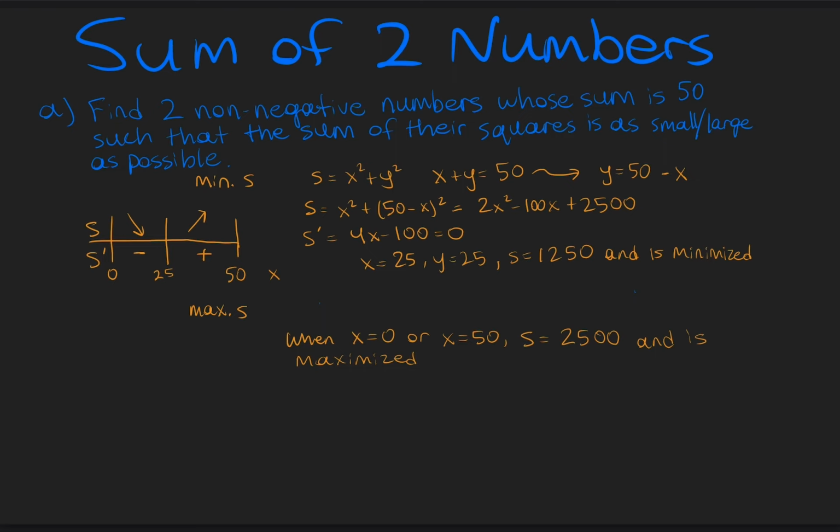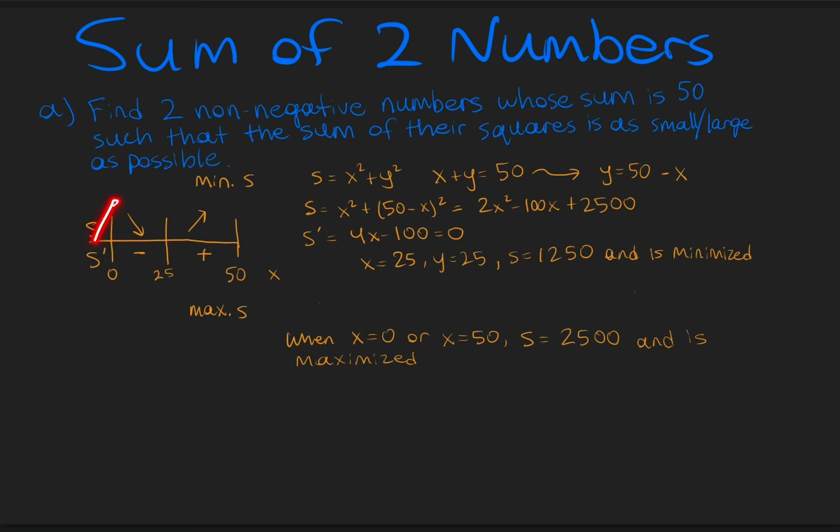So if we're trying to find the two non-negative numbers whose sum is 50 such that the sum is as large as possible, then we're going to try to look where s is maximized, and this is either going to be at one of the domain boundaries or at that value that we obtain when setting the derivative equal to 0. So when we set the derivative equal to 0, we got x equals 25, but that turned out to be a value for which s is minimized.